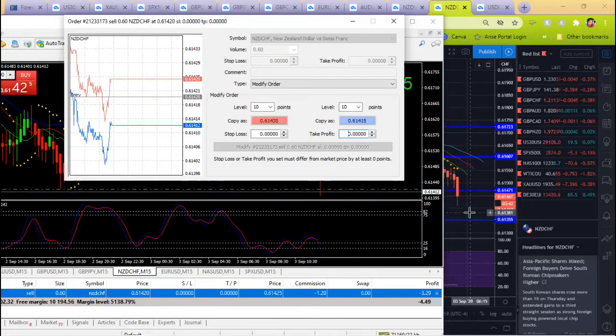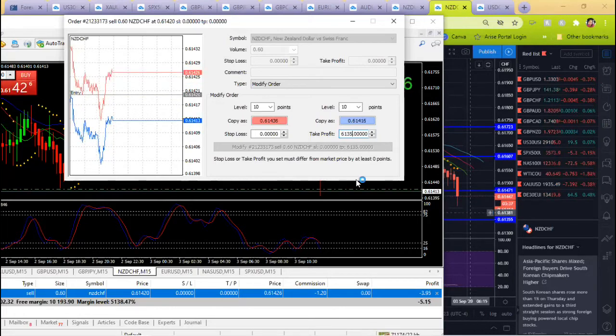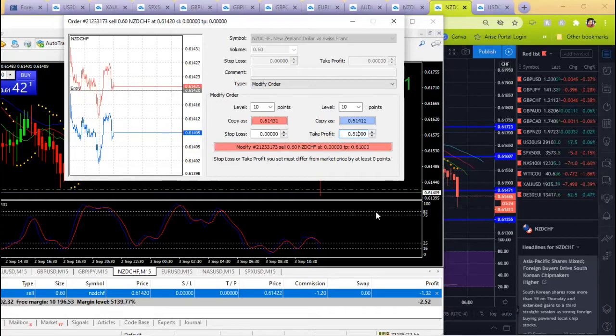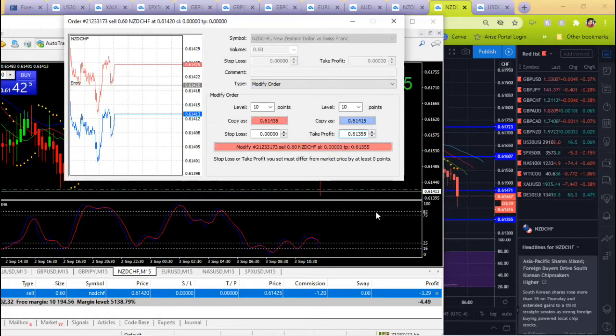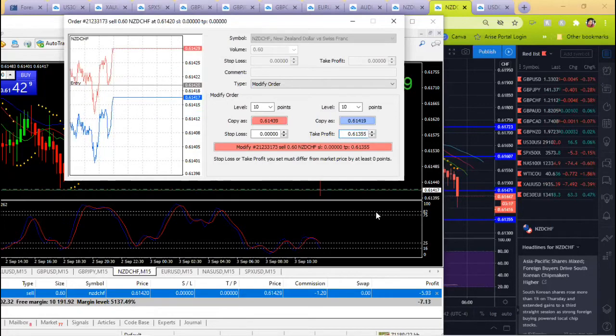If you do 6, 1, 3, 5, this is not the same number, okay? Because this one has a decimal point in front. So if I hit the decimal point, it'll put my cursor right where I need it to be, so that I can put my price point in there, 61355. Okay, that is 0.61355, the take profit.